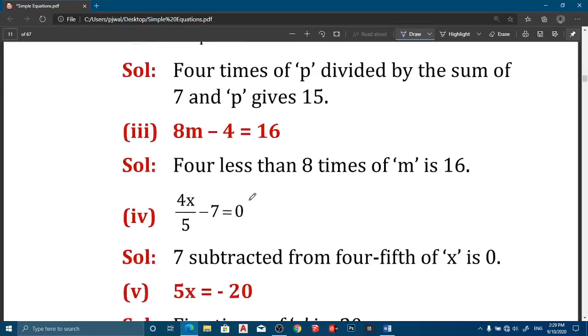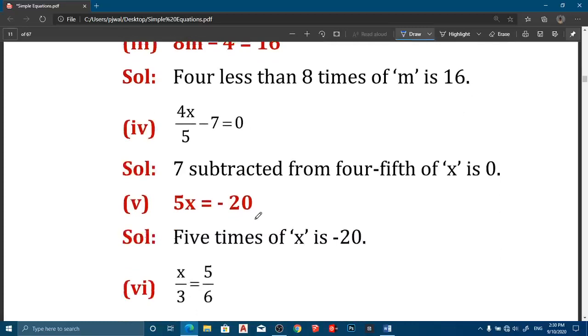The next, 8m minus 4 is equal to 16. It's also very easy. We can write it as 4 less than 8 times of m is 16. Like that you can write. You can use your own words. Next, here it is 4x by 5 minus 7 equal to 0. How can I write this? 7 subtracted from 4/5 of x is 0. Like that you can write.